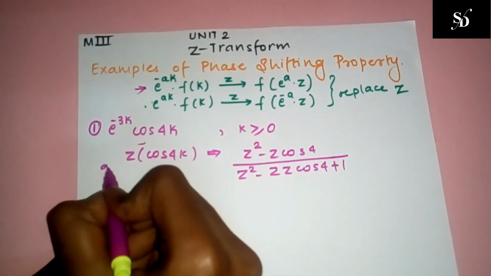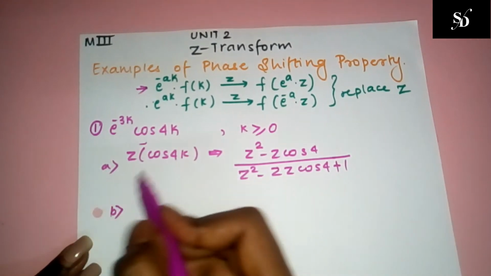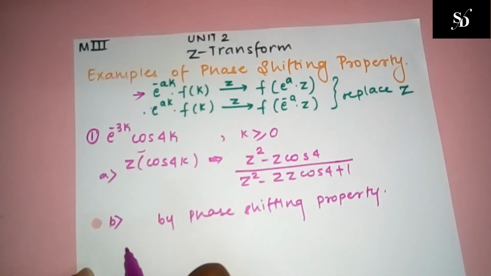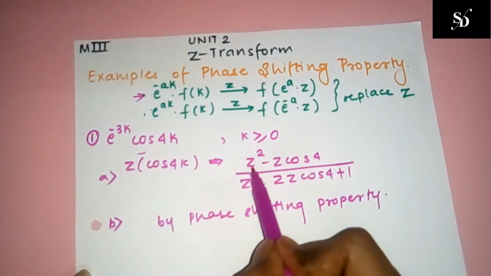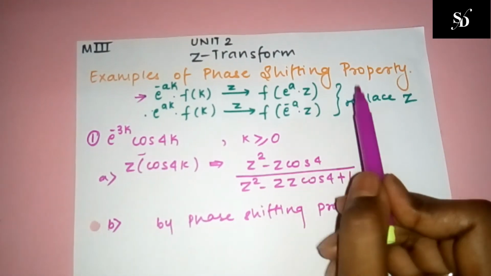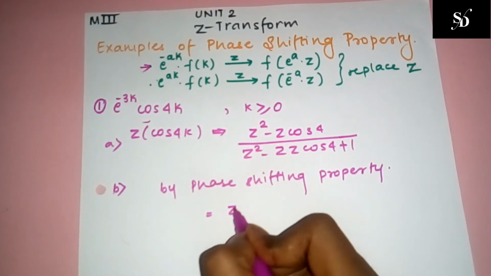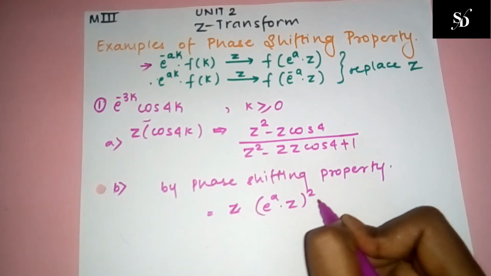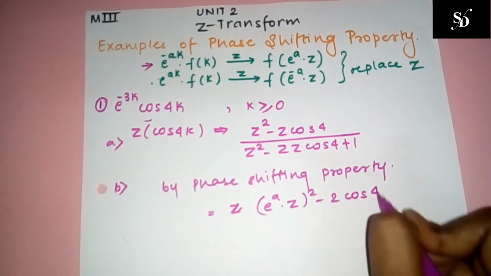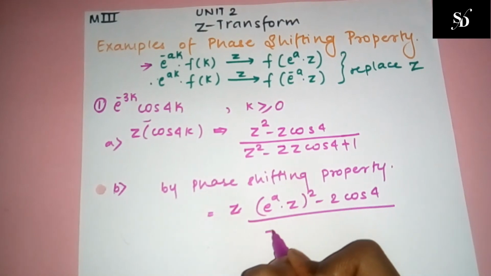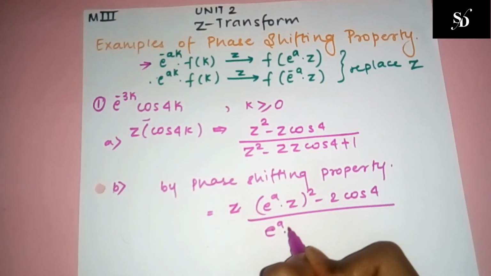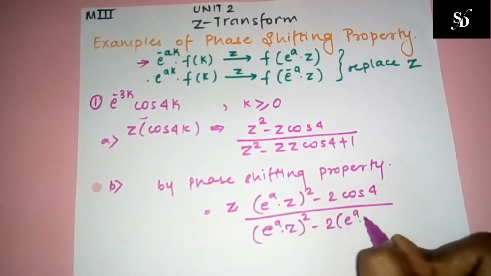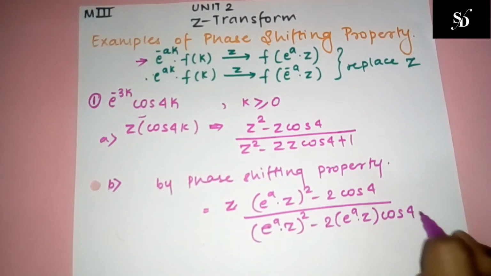So now we can term it as a. Now in the b part, what will we do? We'll apply the phase shifting property. By the phase shifting property, we just replace z by e raised to a into z. In the place of z square, what will we put? e raised to a into z whole square minus e raised to a into z cos 4 upon e raised to a into z whole square minus 2 e raised to a into z cos 4 plus 1.